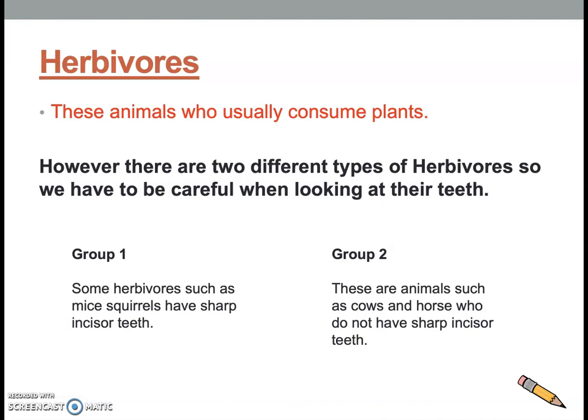Now, you'll notice there's a pencil as well in the bottom corner of this slide, so the only sentence you need to write down is the one in red. So I would write down that we have a subtitle of herbivores and that these animals are usually ones that consume plants.